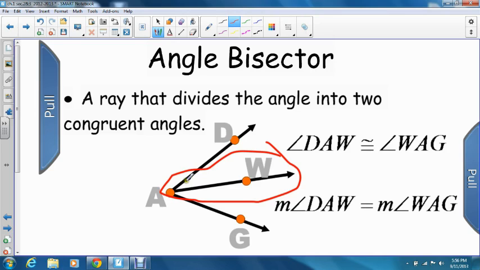And again, a way that I could show that on here, I could draw my little arc through there, and that would let me know that those two angles are congruent.